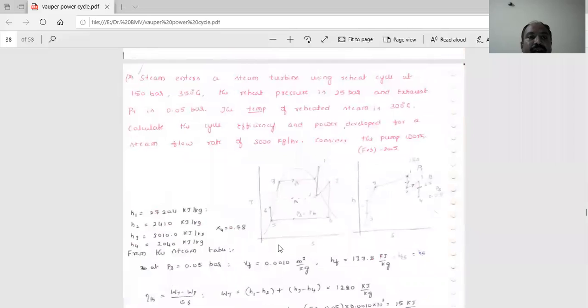Now I can read out the problem here. Steam enters a steam turbine using reheat cycle at 150 bar, 350 degrees centigrade. The reheat pressure is 25 bar and exhaust pressure is 0.05 bar. The temperature of reheat steam is 300 degrees centigrade. Calculate the cycle efficiency and power developed for a steam flow rate of 3000 kg per hour. Consider the condenser and the pump work. Okay, this is also one of the examination problems.